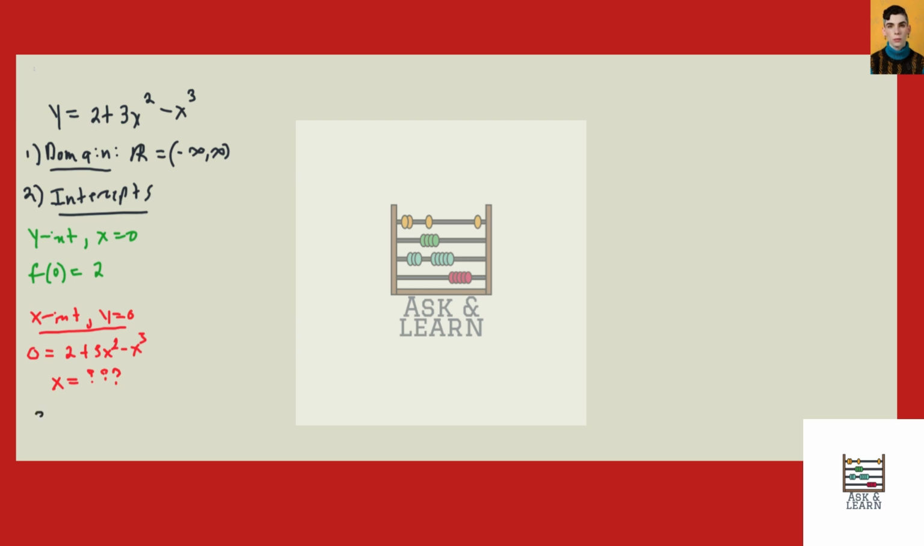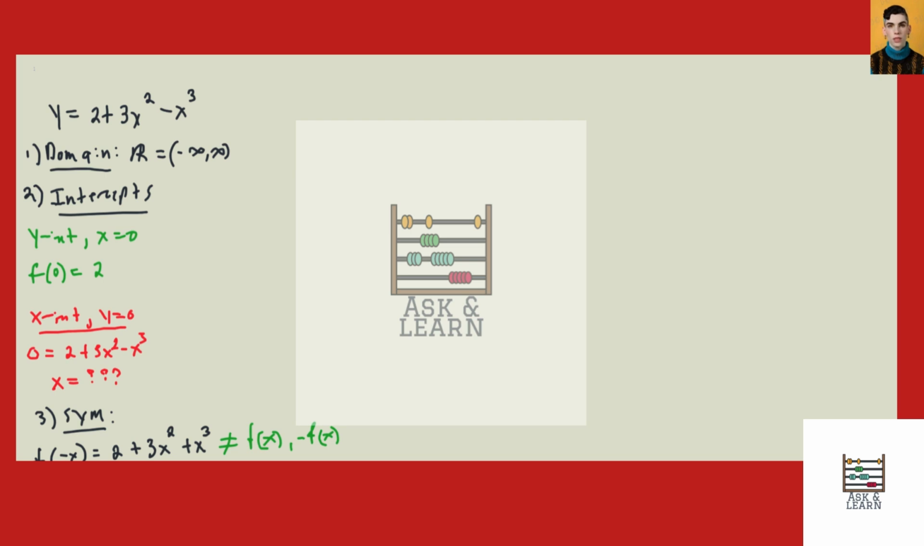The third step is to find symmetry. So this is to look at what f of negative x is. So plug it in, f of negative x, we'd get 2. The square would cancel that negative out, so we just get 3x squared, and then the cube will make it negative, so we get plus x cubed. Now, this does not equal f of x, nor does it equal negative f of x. So this tells us no symmetry.